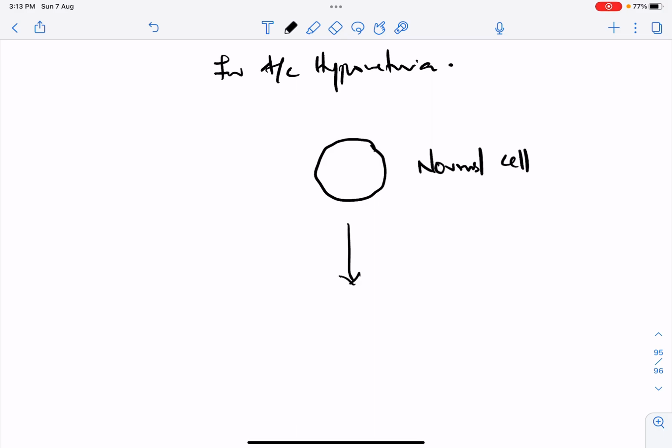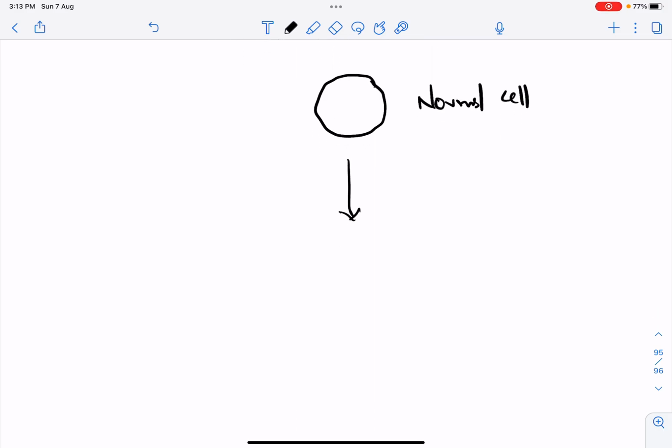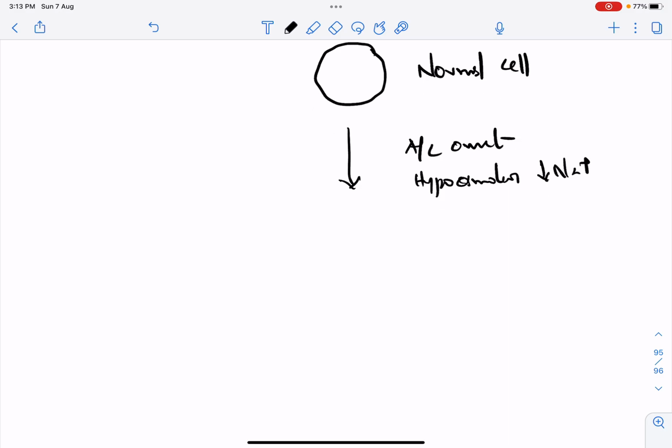And there is a hypovolemic hyponatremia, acute onset, hypoosmolar hyponatremia. That's a true hyponatremia. So definitely the fluid from the extracellular space will enter the cell. So the cell gets swollen. There will be a swollen cell.